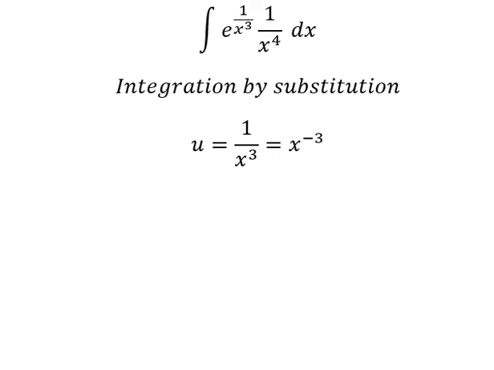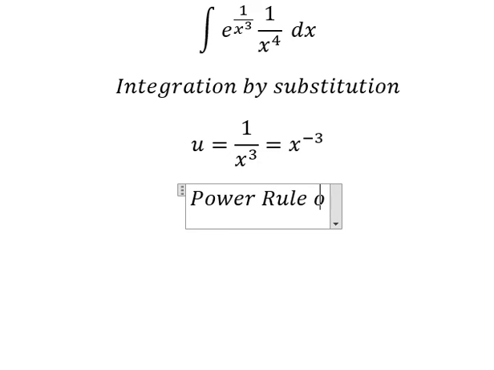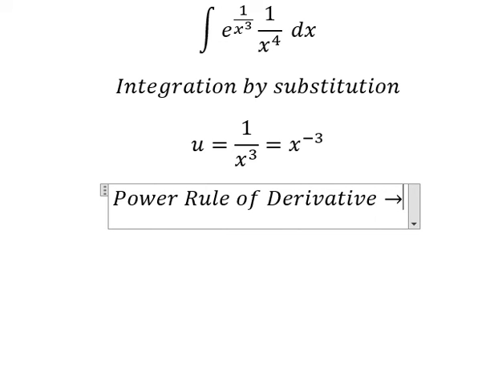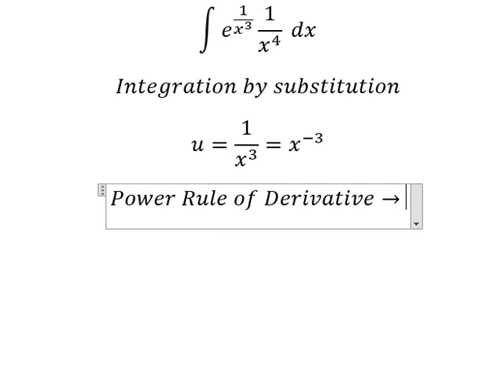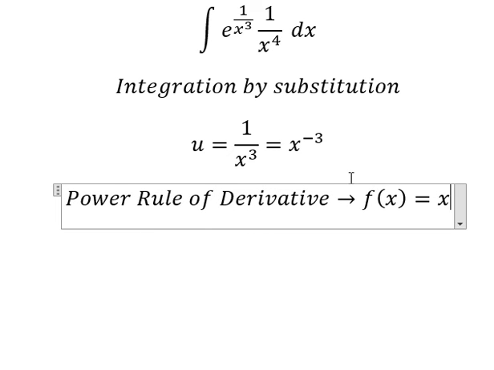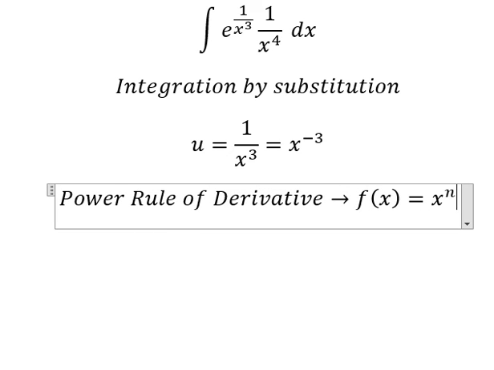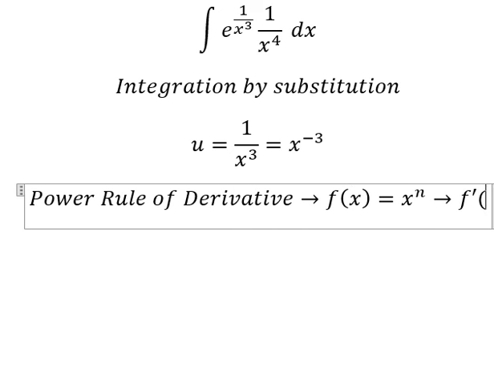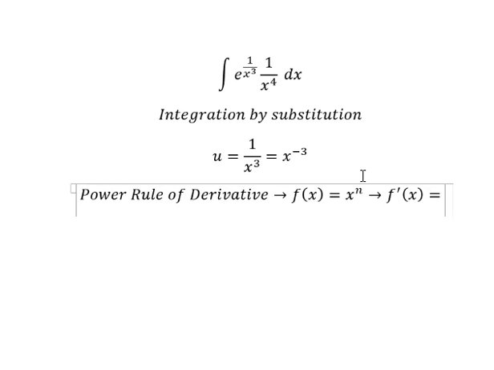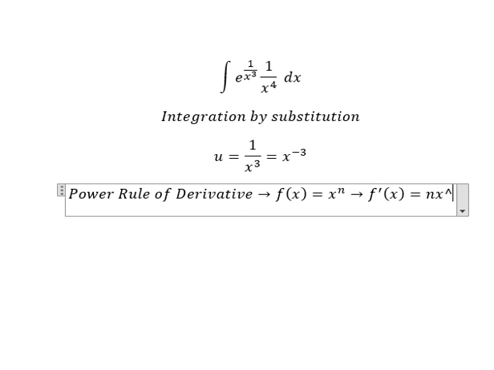So we can apply the formula that is about the power rule of the derivative. For example, we have f of s equals s to the power of n. So if we first take the derivative of this one, we have n s to the power of n minus 1.